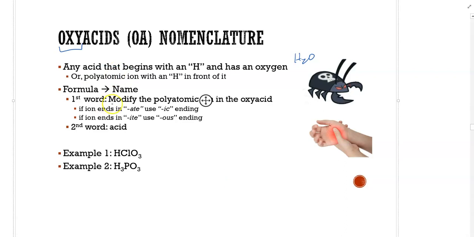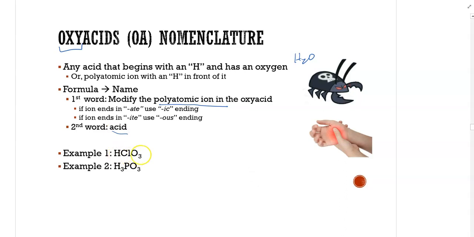First of all, the first word gets modified where the polyatomic ion, whatever it's supposed to be, has an ending change. If an ion ends in ate, the acid form switches it to an ic. If your polyatomic ion ends in ite, then we switch it to an us ending. So if you remember, all the polyatomic ions, at least most of them, definitely have some ate or ite to it. So all you're doing is basically changing it to the appropriate ending. And the second word just becomes acid. All right, so let's try this out.